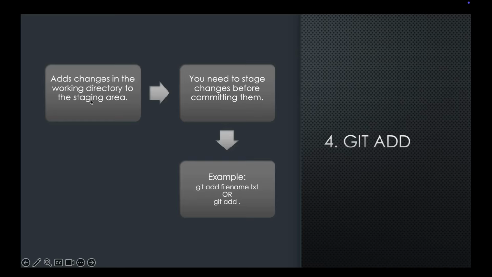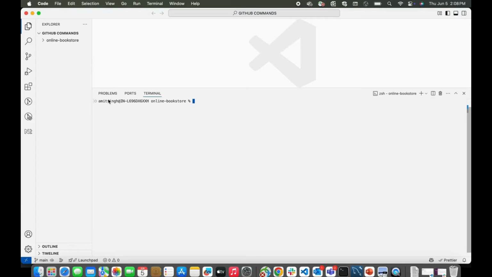So basically it adds changes in the working directory to the staging area. Staging area is the area where you add your changes before committing. You need to stage your changes before committing them. So this is the syntax, and let's try it out on the VS Code.